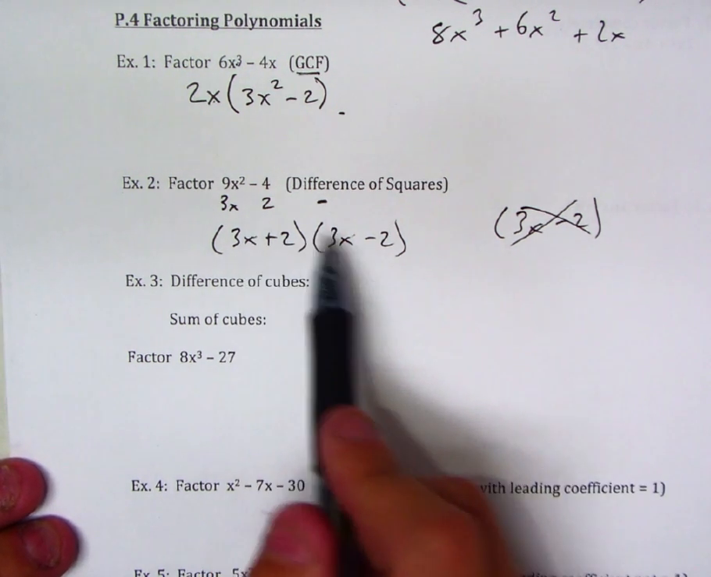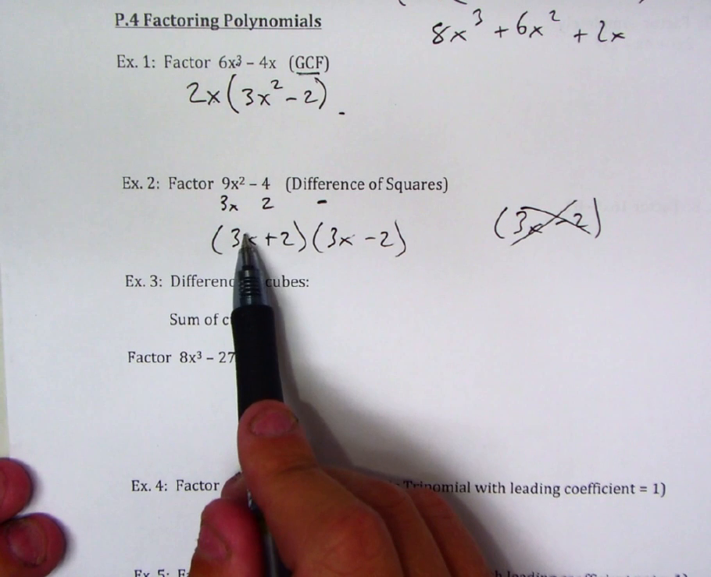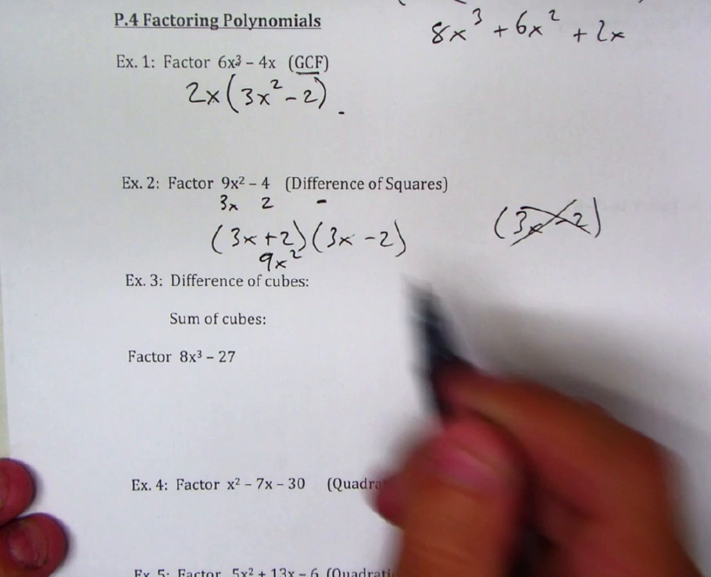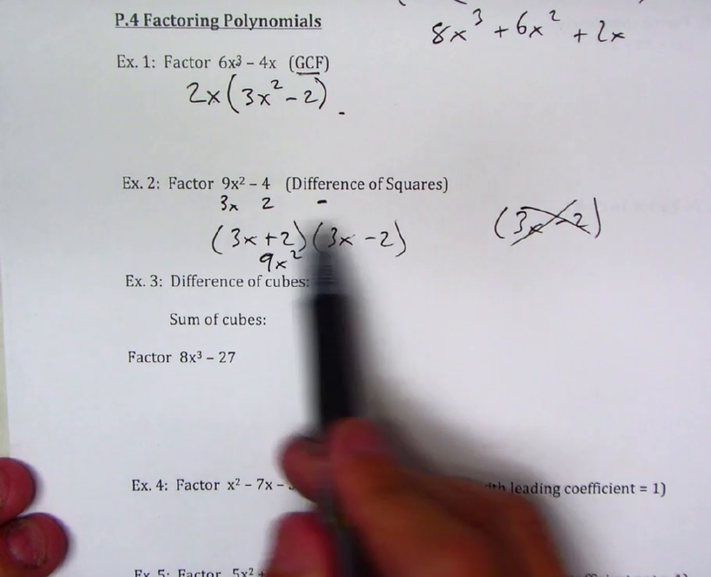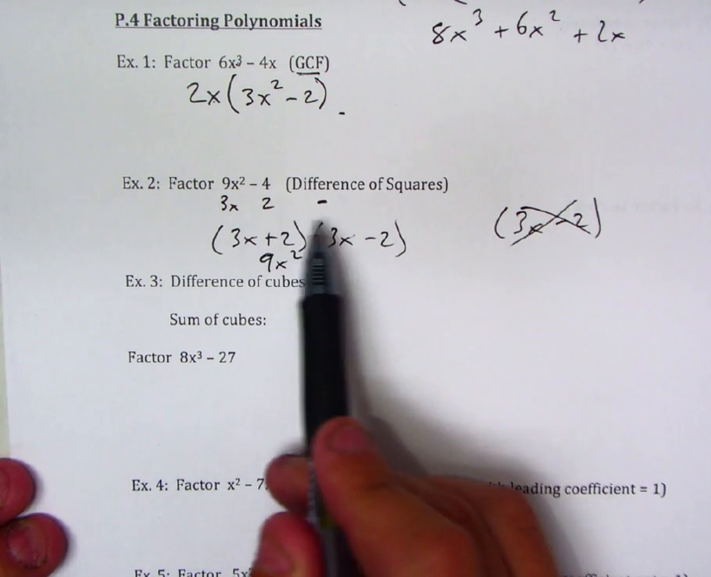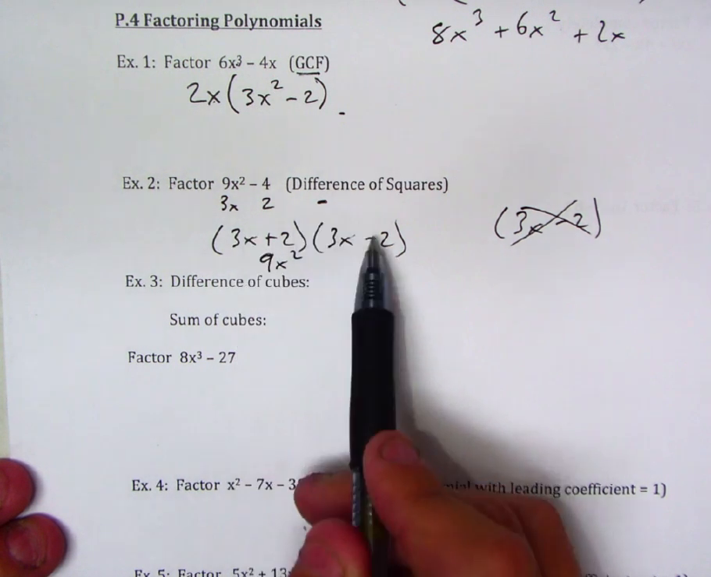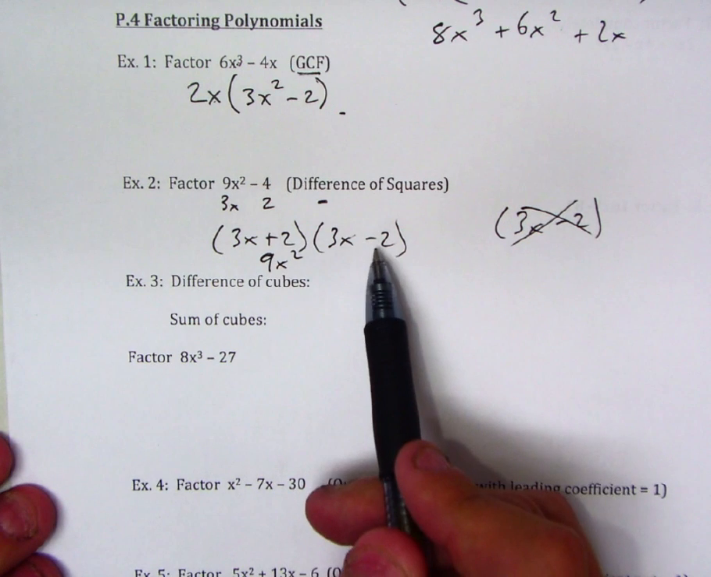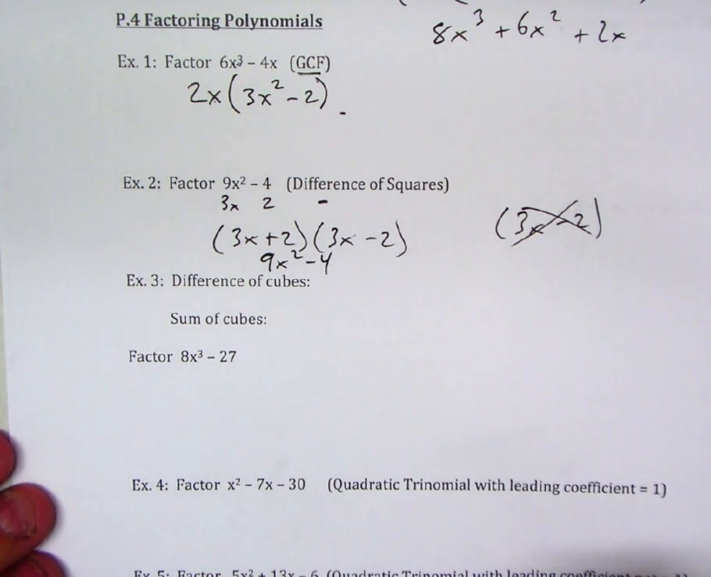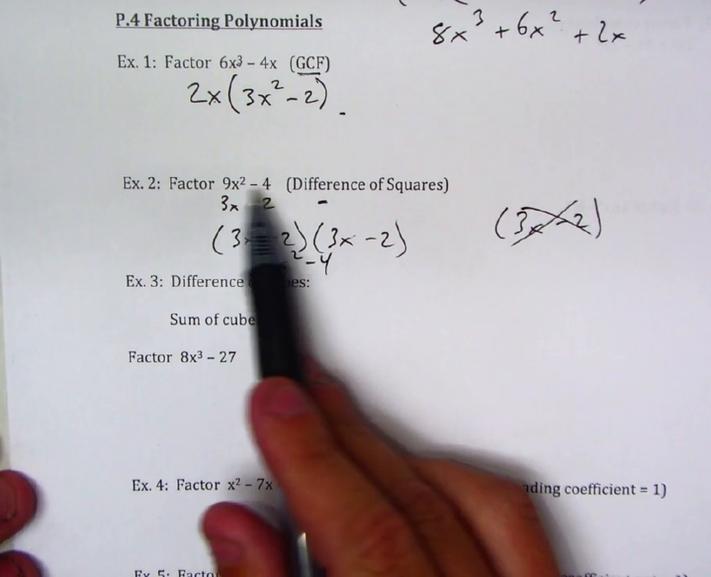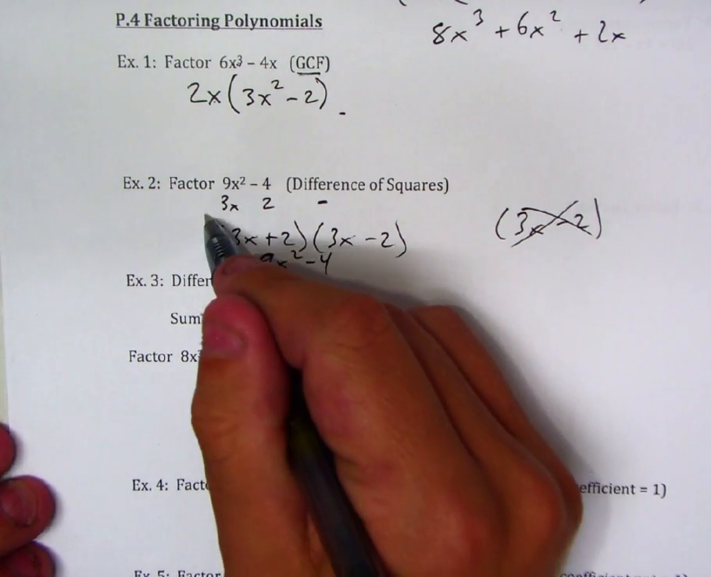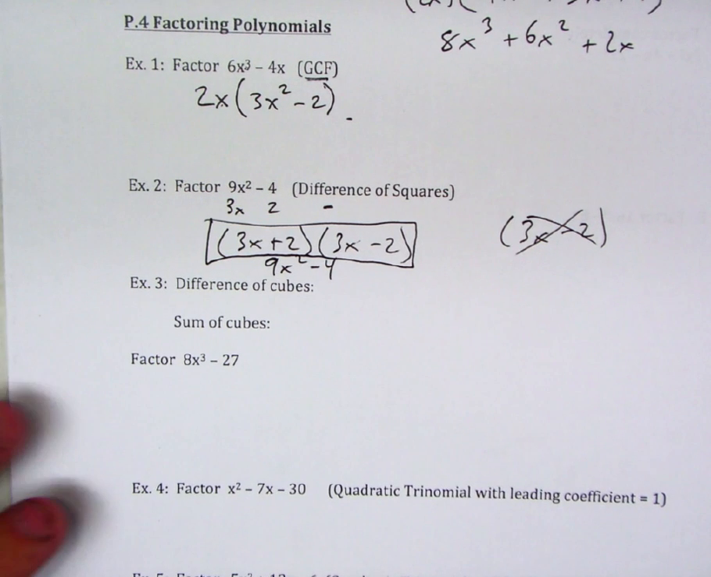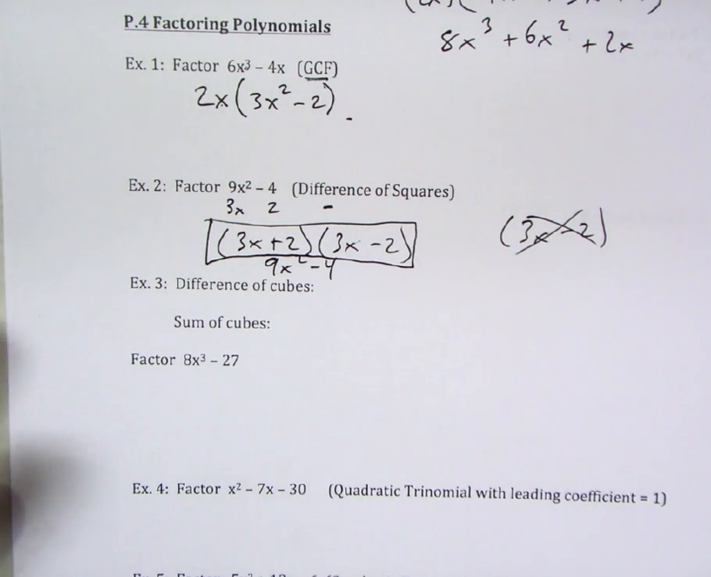If I go back through and distribute this, look at what happens. I get 3x times 3x, so 9x squared. I'm going to get minus 6x here and positive 6x here. So those cancel. The negative and the positive cancel. That's why you have a positive and a negative. And then 2 times negative 2 is negative 4. So when you multiply these, you do get back to where you started, which is the whole idea. So your final answer is this right here. So square root each term, and then add them and subtract them.